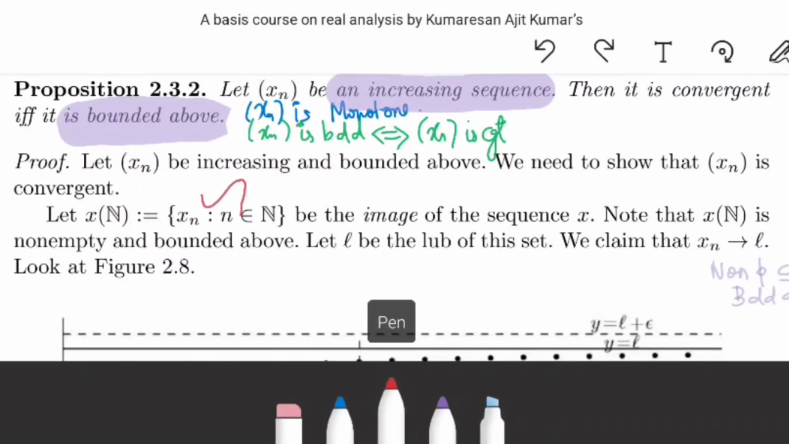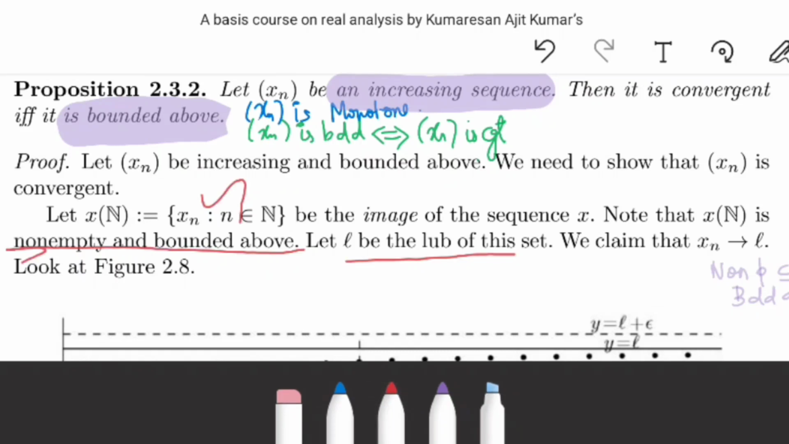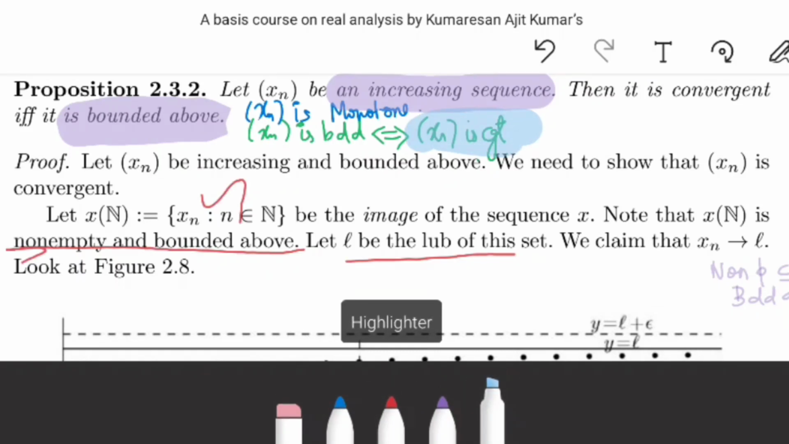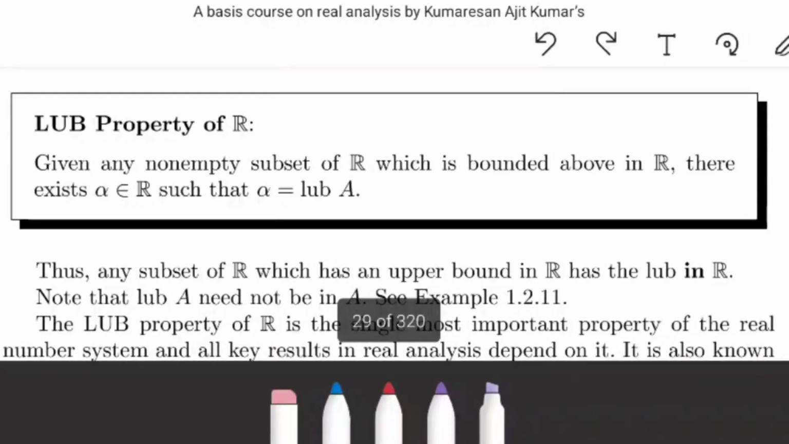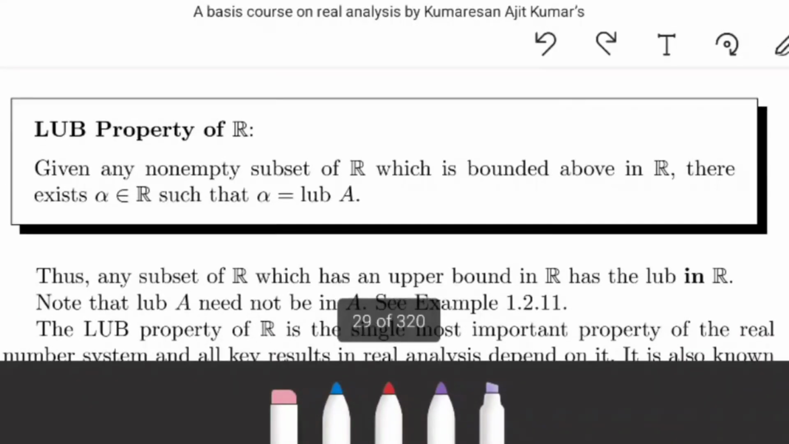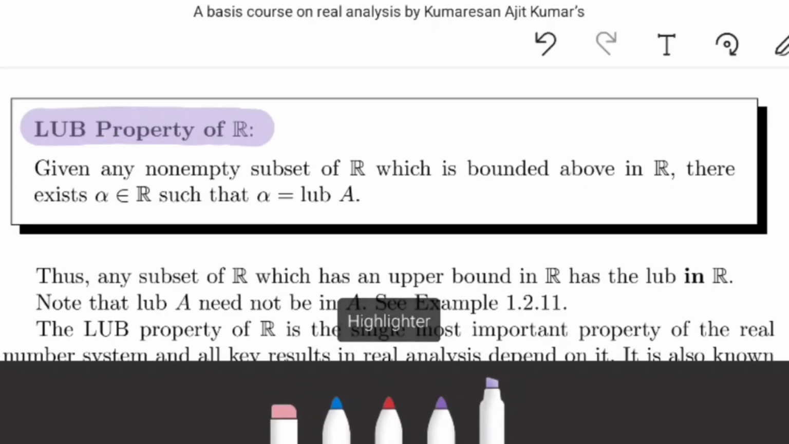We have a set Hn which is non-empty and bounded above. So by the LUB property, the LUB exists and I am calling it L. Our aim is to say it is convergent. Since we have taken it as monotonically increasing and bounded above, our aim is to say that Hn converges to L. This is the LUB property of the real numbers R. So this is what the statement is about.